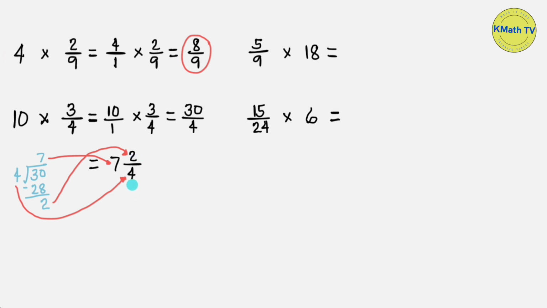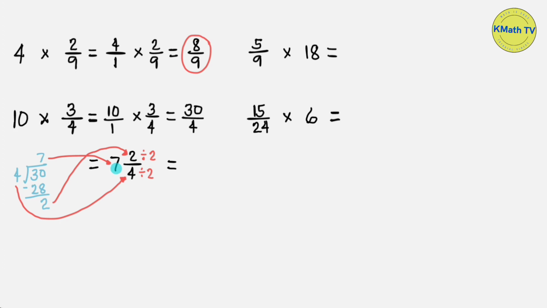But 2/4 can still be reduced to lowest term because the numerator and the denominator are both even numbers. That means they have other common factor aside from 1. So, we need to divide them by their GCF. Now, to get the GCF of 2 and 4, let's check if the bigger number 4 is divisible by the smaller number 2. Is 4 divisible by 2? Yes. Therefore, the GCF of 2 and 4 is 2. So, let's divide them by 2.